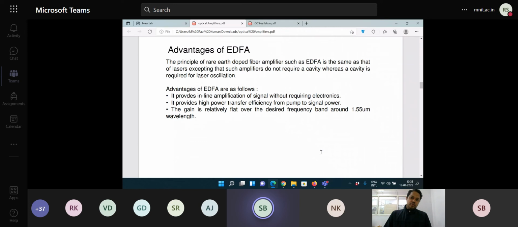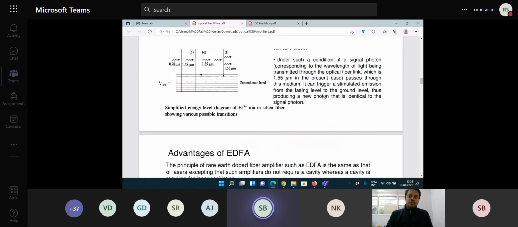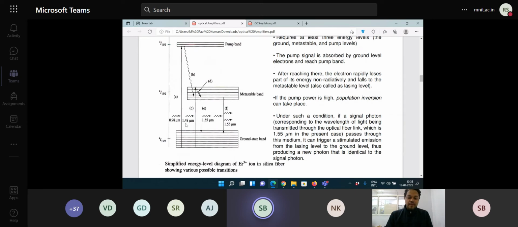So if you look at the advantages, you can see what is written here. It's inline amplification of the optical signal without requiring much of electronics. It's saying without requiring electronics, but we do need electronics at least to generate this pump wavelength of 1480 nanometers. You do need a source, and a source would need a driver and all that.